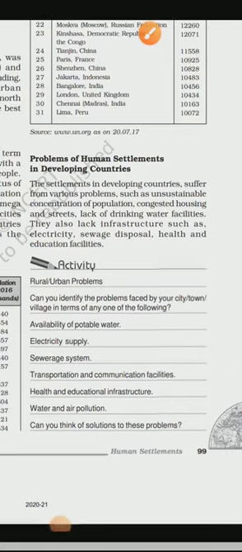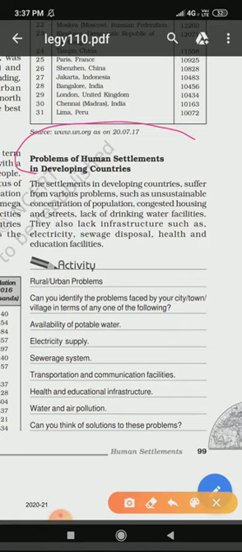Good morning, students. So, today we'll start the next topic, problems of human settlements in developing countries. What are the main problems in developing countries? First, we can see the settlements in developing countries suffer from various problems such as unsustainable concentration of population, because here we can see overpopulation.